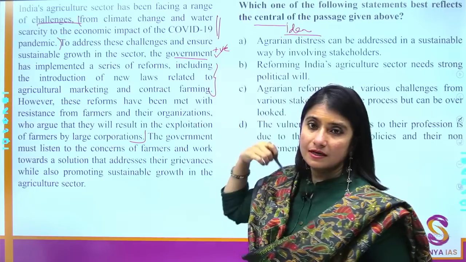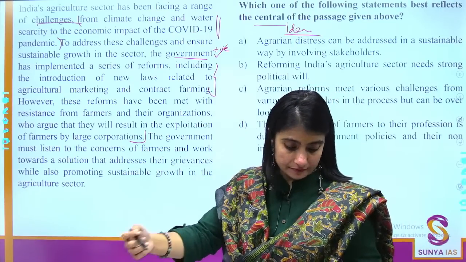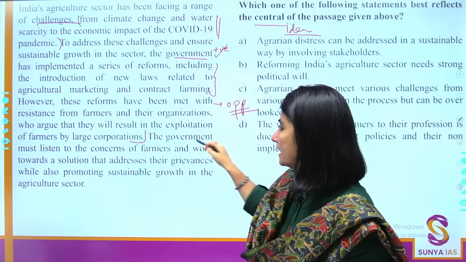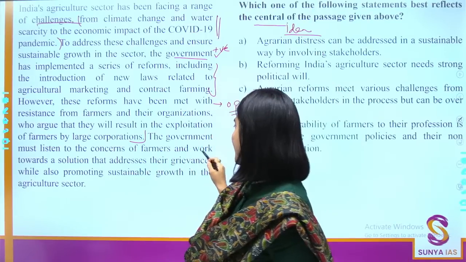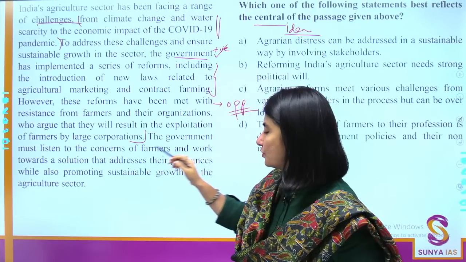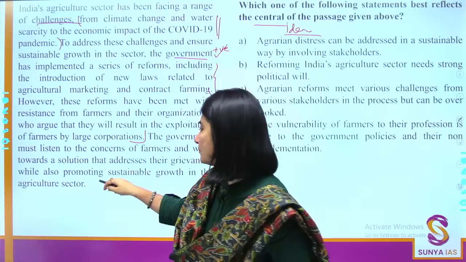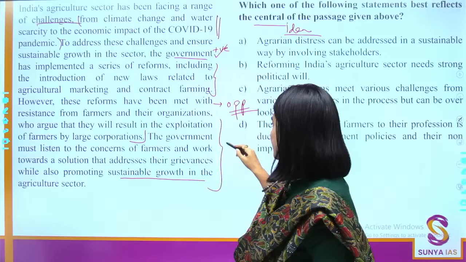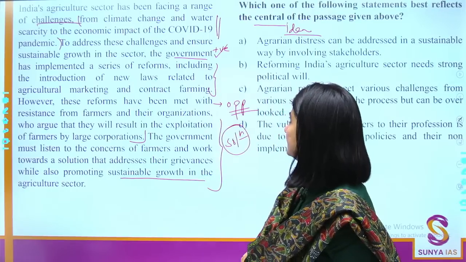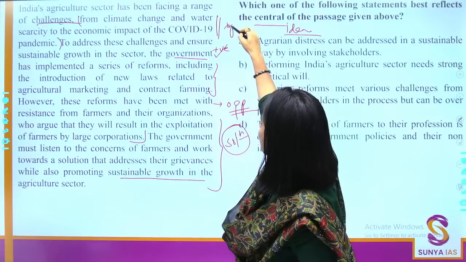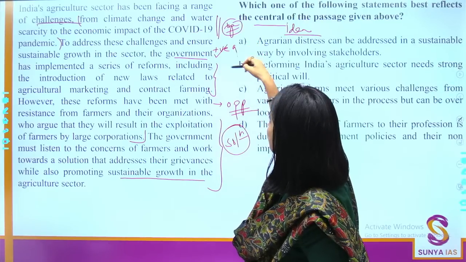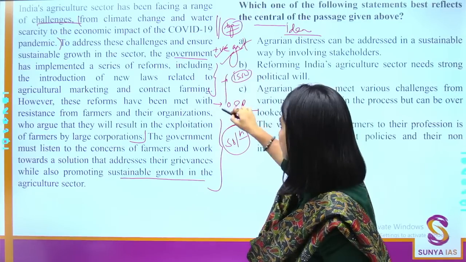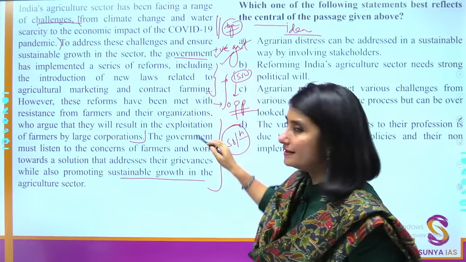So the government is acting towards it, but the farmers are opposing it. The government must listen to the concerns of the farmers and work towards a solution that addresses their grievances while also promoting sustainable growth in agriculture sector. So here, solution of the problem is given. Okay? What types of challenges are given? The government's contribution is given. Then the issue is given that the farmers are opposing it. And the solution is also given.